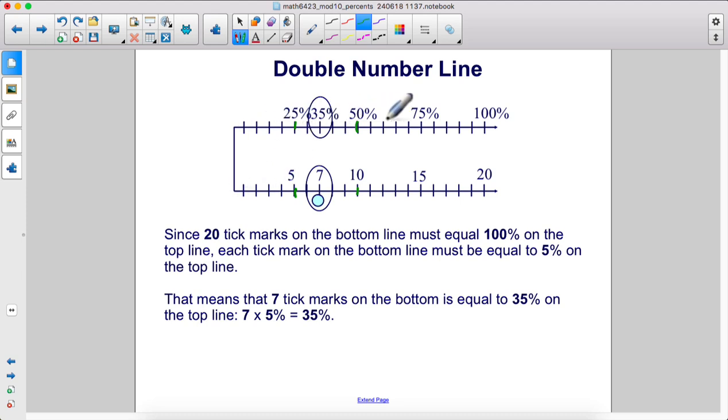So you can just go ahead and fill in the rest of these, right? So each of these is 5. So that's going to be 5, 10, that's 0, 15, 20, and so on. Each tick mark is 5%. That means that 7 tick marks on the bottom is equal to 35% on the top line.